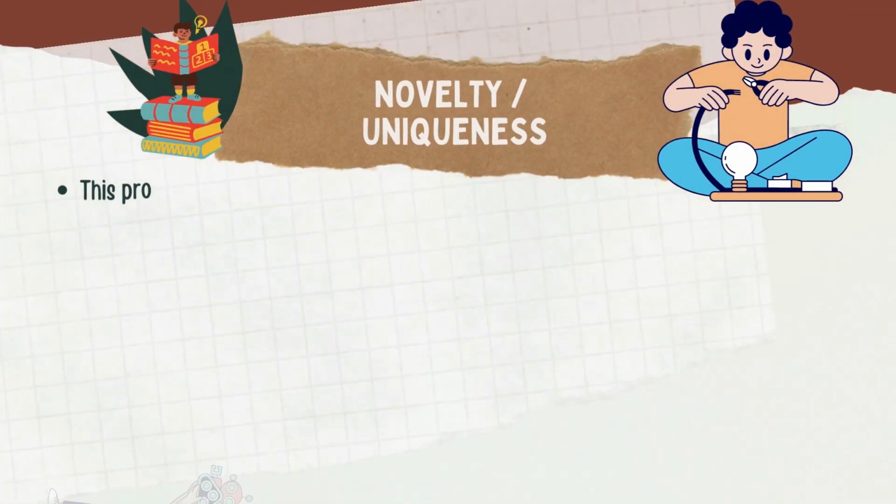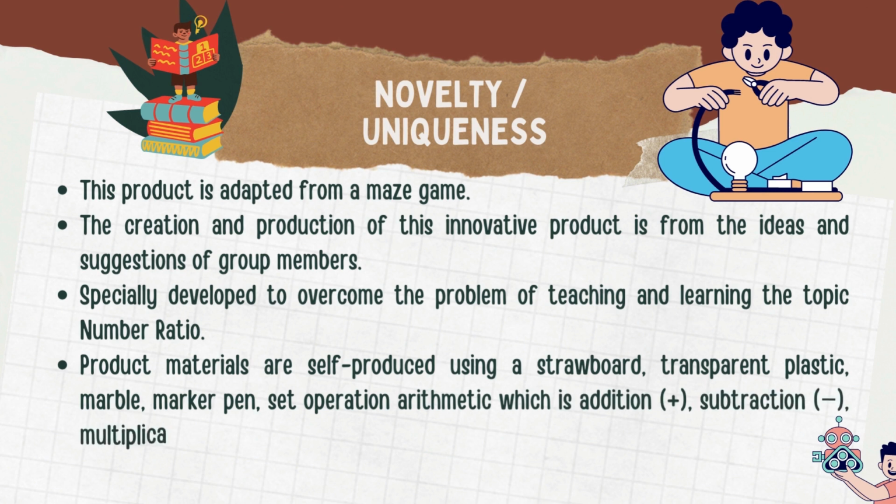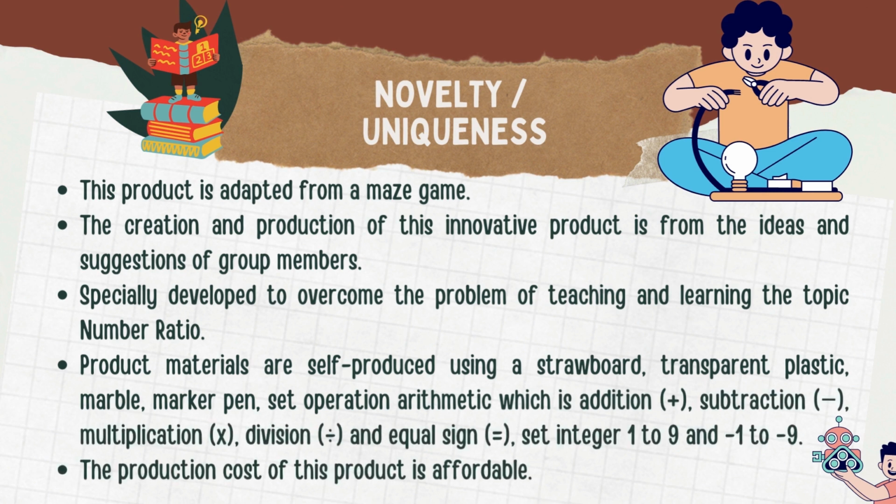Next, we continue to the novelty and uniqueness of our innovative product. This product is adapted from a maze game, where the creation and production of this innovative product is from the ideas and suggestions of our group members. Our innovative product is specially developed to overcome the problem of teaching and learning the topic of number ratio.